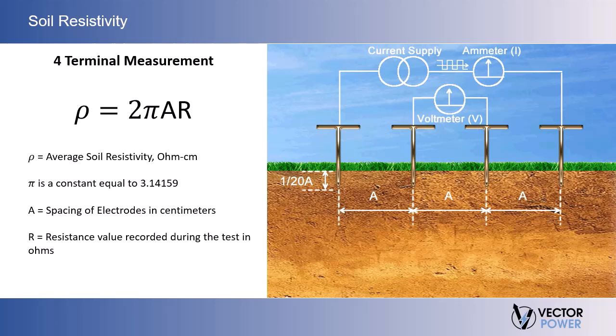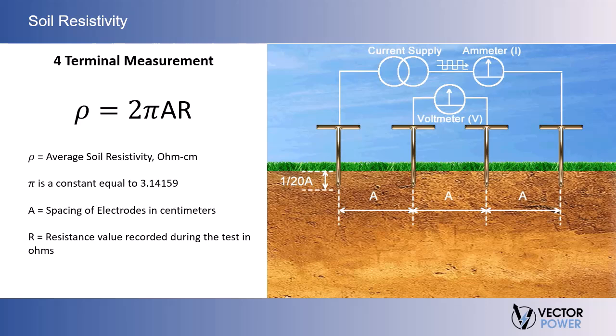Rho equals 2 pi AR, where rho is the average soil resistivity to a depth equivalent to the electrode spacing in ohm centimeters. Pi is the constant 3.14159. A refers to the distance between the test electrodes in centimeters, and R is the resistance value measured by the test set. The recommended depth of the test electrodes is 1/20th the distance between them.